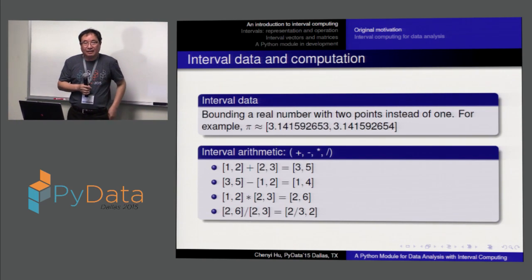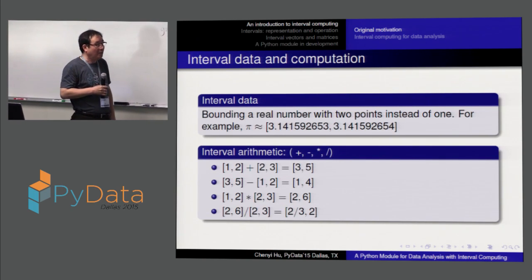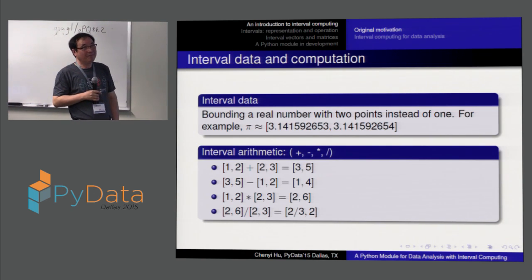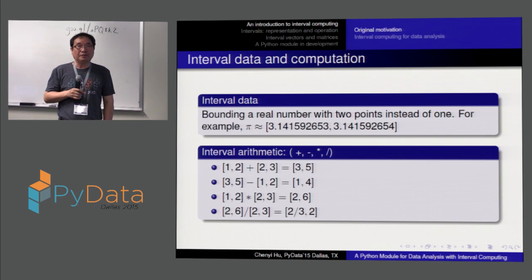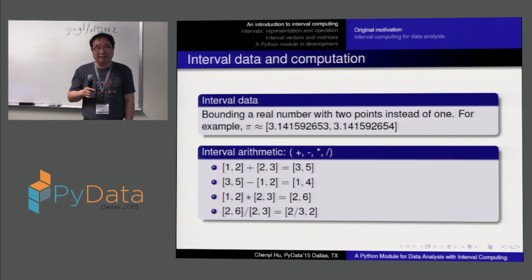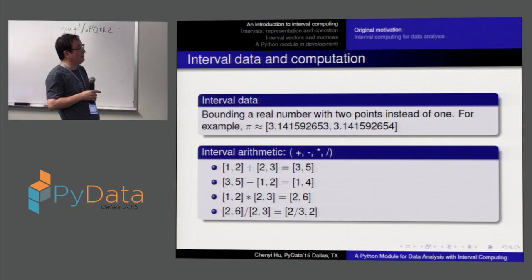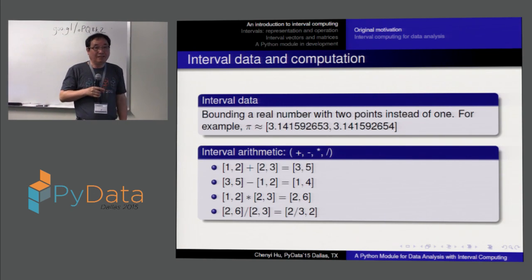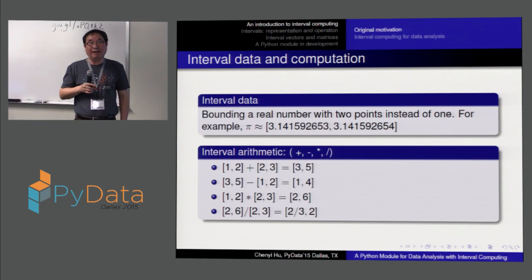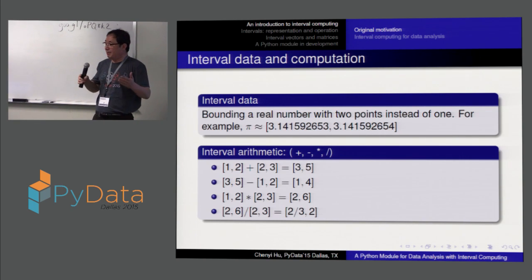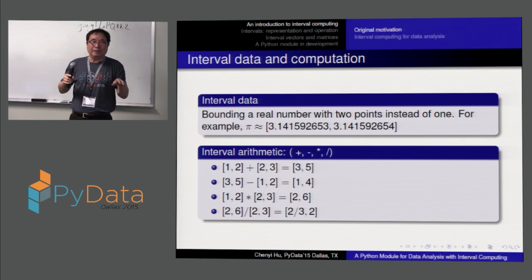So the basic idea is we cannot represent a floating point precisely, but we could use 2 points and bound it, make it an interval. For example, we all know pi is an infinite non-cyclic decimal. It's an irrational number. So there's no way to represent pi precisely inside a computer. So how do we do it? Let's use the lower bound and upper bound both. We know pi must be in between.